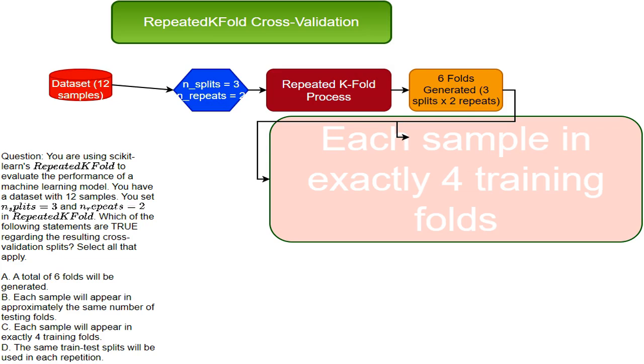Each data point will be used to train the model exactly 4 times. This is because for each repeat, 2 repeats, the data point is in the training set for 2 of the 3 folds. 2 repeats, 3 folds minus 1. It's a neat way to ensure that each data point contributes fully to model training.